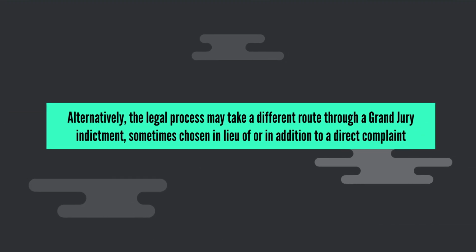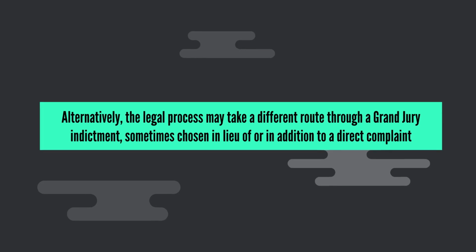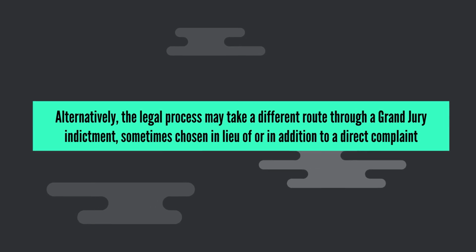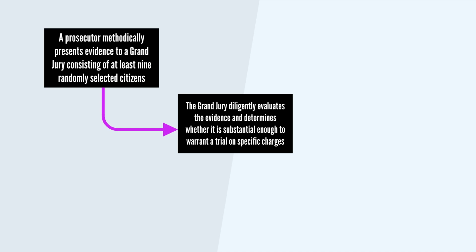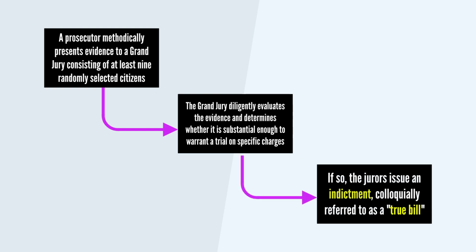Grand jury indictment. Alternatively, the legal process may take a different route through a grand jury indictment, sometimes chosen in lieu of or in addition to a direct complaint. Here, a prosecutor methodically presents evidence to a grand jury consisting of at least 9 randomly selected citizens. The grand jury diligently evaluates the evidence and determines whether it is substantial enough to warrant a trial on specific charges. If so, the jurors issue what is known as an indictment, colloquially referred to as a true bill. This formalizes the grand jury's findings, essentially charging the suspect with the specified offenses.